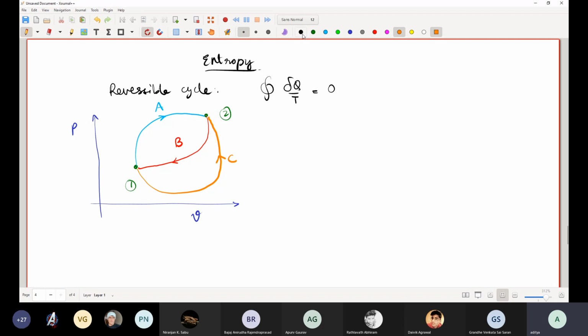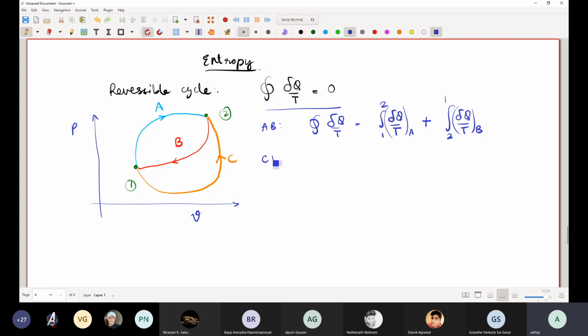Alright, so let us write down this particular statement for the two processes. For AB, we have the closed integral of del Q by T, which is equal to the integral from 1 to 2 of del Q by T during process A, plus the integral from 2 to 1 of del Q by T in process B. Over here, I have not accounted for the sign of del Q by T in process B, despite heat being lost by the system, but we are writing this in its formula form. In calculation, del Q will automatically come out to be negative.